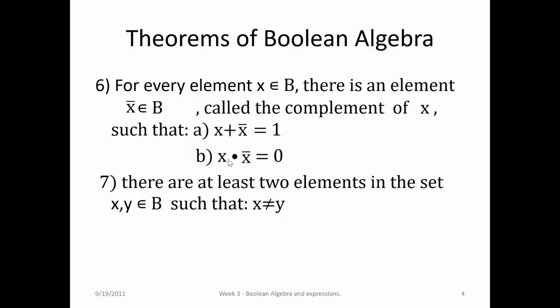Next, similarly, when you have a multiplication, x dot x bar, it is going to be a 0. Like if x is 0, when you multiply with 1, it is going to be a 0. And when x is a 1, x bar is going to be a 0. And therefore, in this multiplication, at least one variable is 0. So the answer is 0.